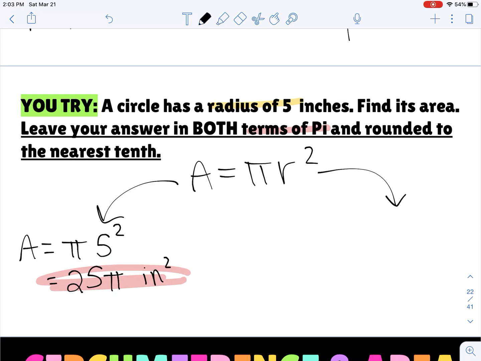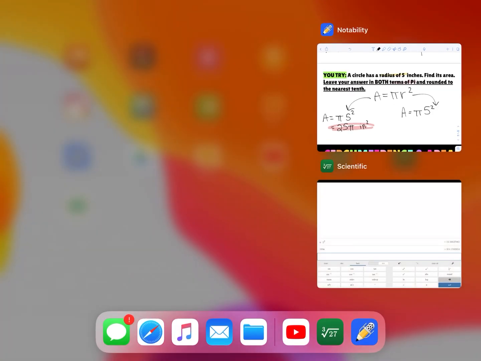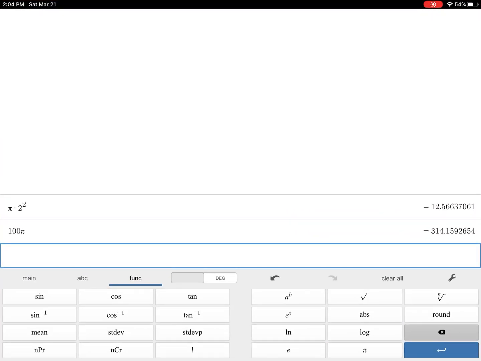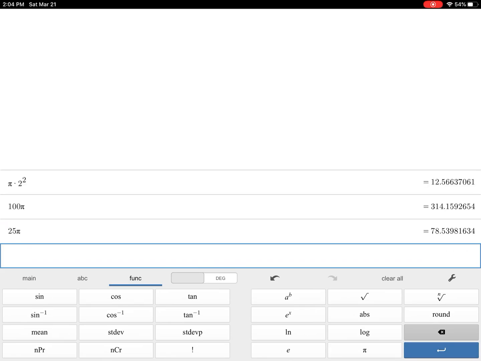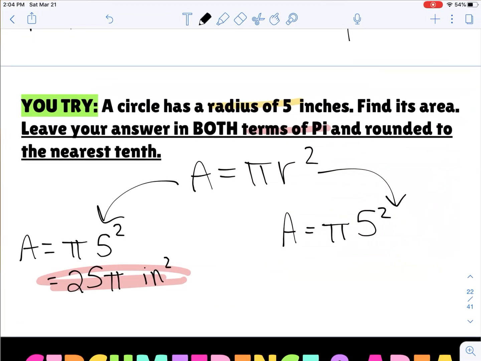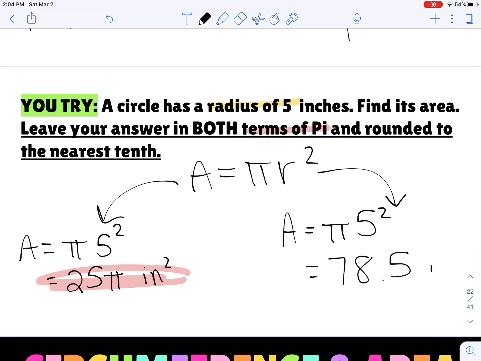Okay. The next answer is not going to be in terms of pi. We still have pi 5 squared, but this means we go to our calculator, we put all this in, 5 squared times pi, which is the same as 25 times pi. We get 78.53. We're rounding to the nearest tenth, so 78.5 inches squared. And this would be the answer for nearest tenth. And that's an area of a circle.